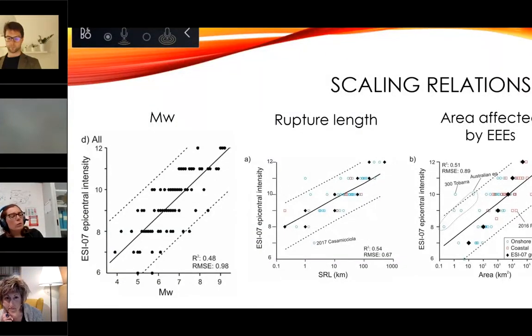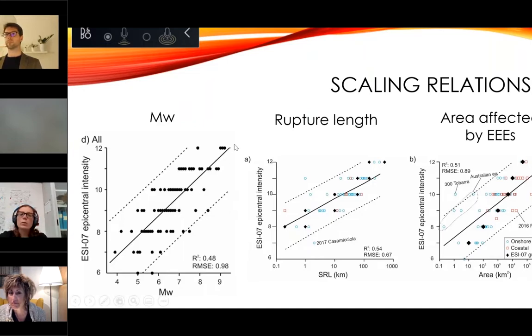So we also developed some scaling relations, and in all these graphs there is the epicentral intensity on the y-axis, and we realized a numerical regression between moment magnitude, the length of the primary surface structure, and the area affected by earthquake environmental effects.